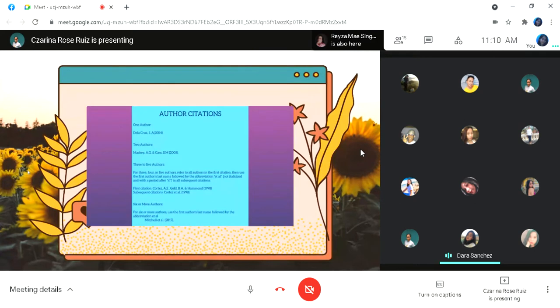And when it comes to three to five authors, for the first citation we use the first author's last name, followed by the abbreviation et al. For example, the first citation: Cortez, comma, first initial A, period, middle initial S, period, comma, and the second family name of the author, Gold, comma, first initial, period, middle initial, period, and we use the ampersand to connect the three authors, and the third family name of the author, Hammond, open parenthesis, 1998, year published, and the close parenthesis. For the subsequent citation, the example is Cortez et al.